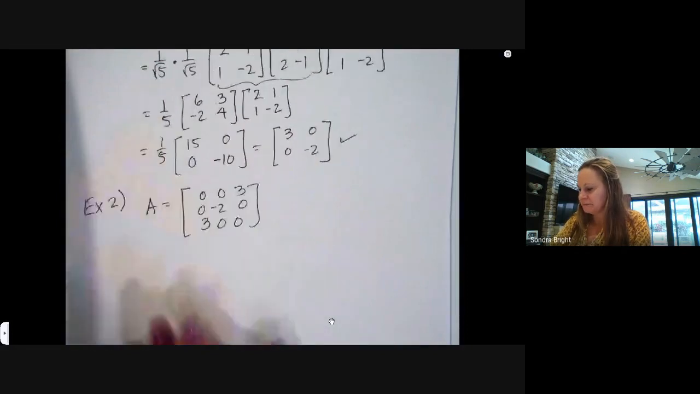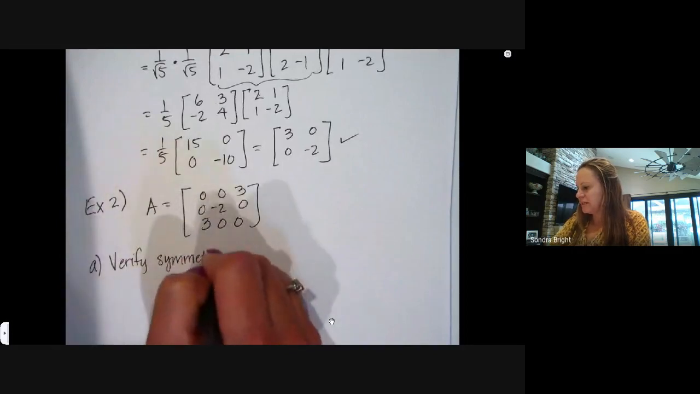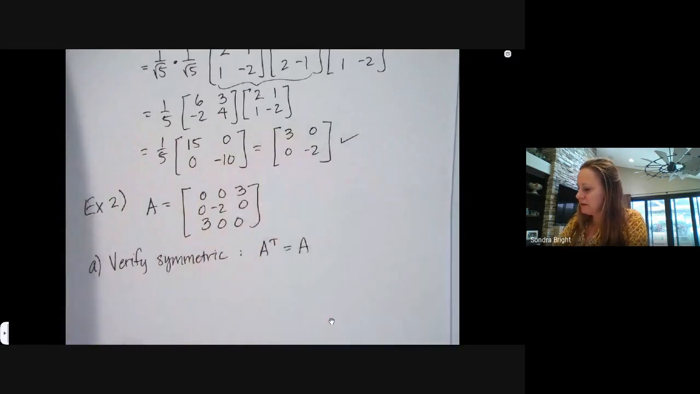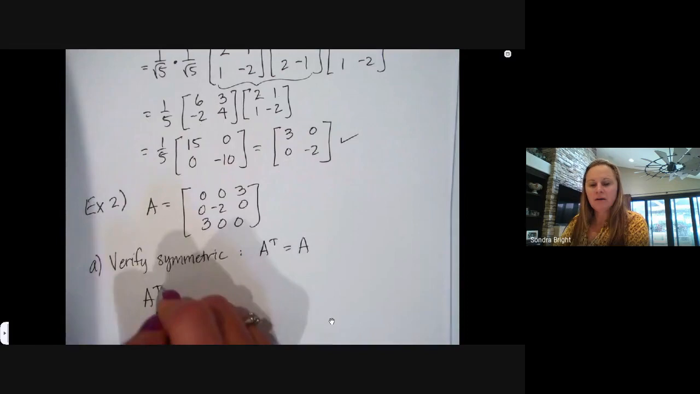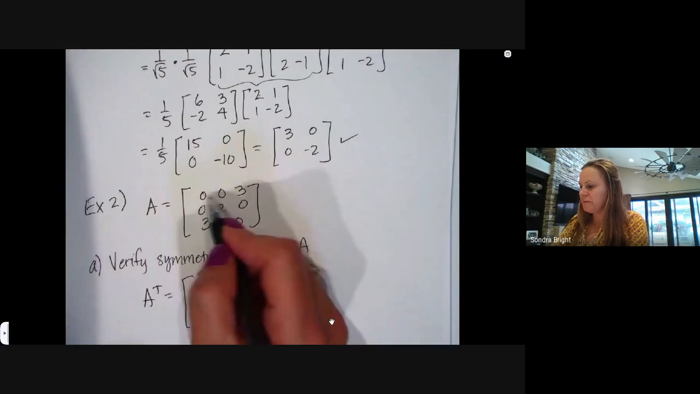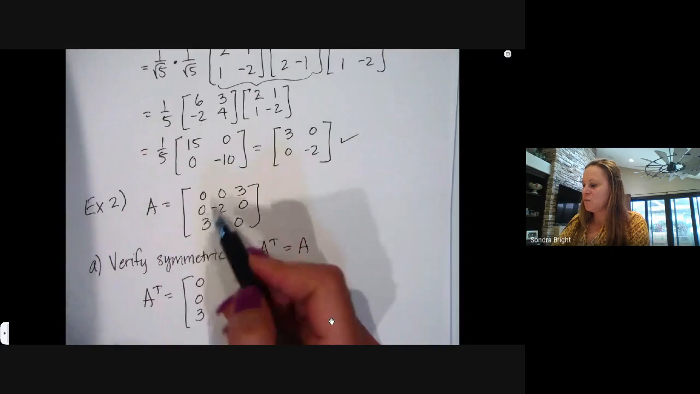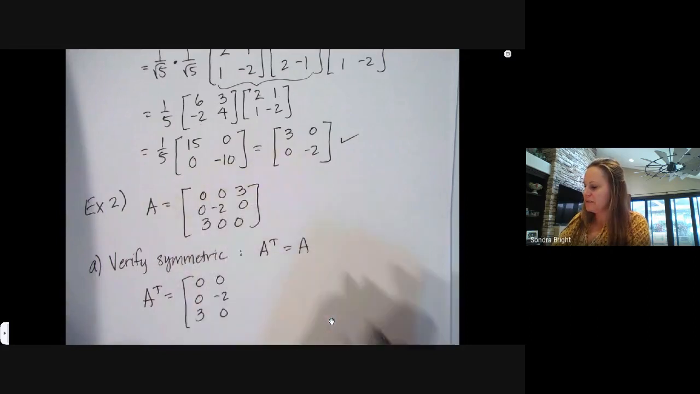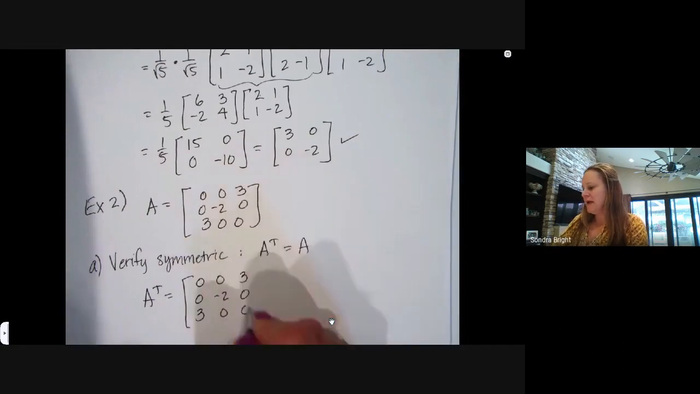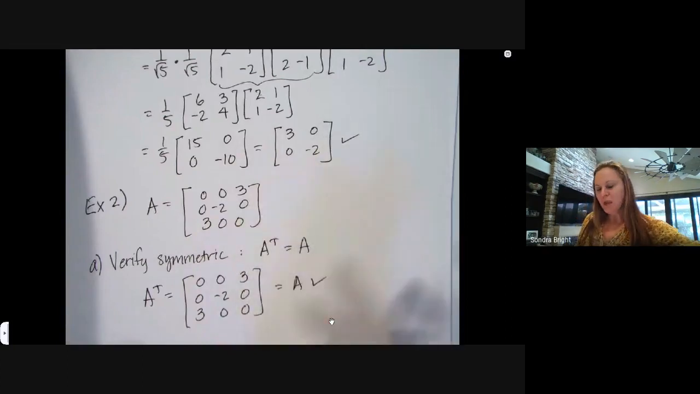that it's symmetric. And it is symmetric if A transposed is equal to A. Now, so let's do A transposed. I'm going to take row 1, make it column 1. So 0, 0, 3. Row 2, make it column 2. So 0, -2, 0. And then row 3, make it column 3: 3, 0, 0. Compare. That is equal to A. Verified. Golden.